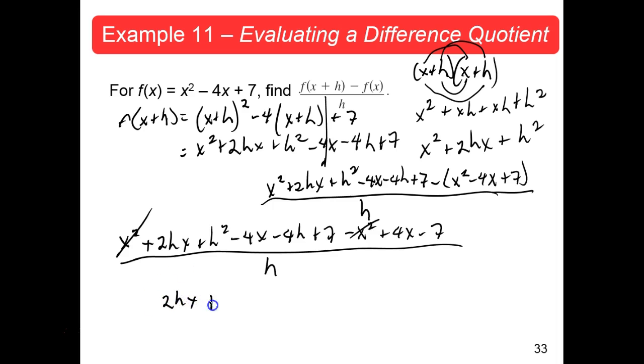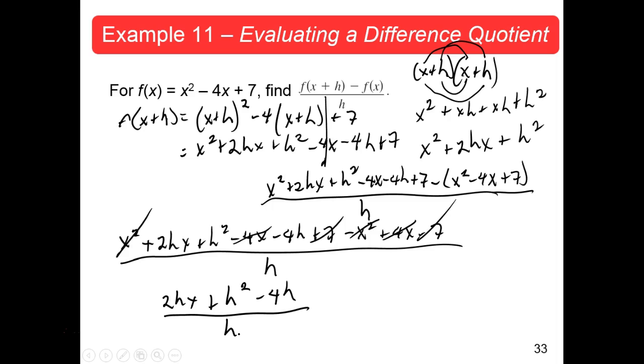Okay, I only see one 2HX term, so we'll write that down. 2HX. I only see one H squared term. We'll keep that. How about your, oh yeah, there you got a negative 4X and a positive 4X. What do those add to? 0. Good. I didn't like that many terms. Next. Only one minus 4H. So write that down. And then plus 7 minus 7. That adds to 0. Whoo. You're left with this.